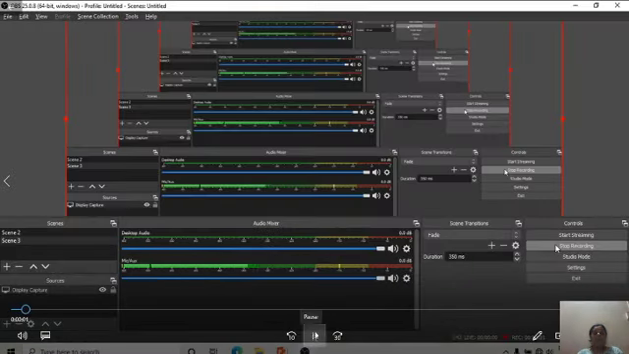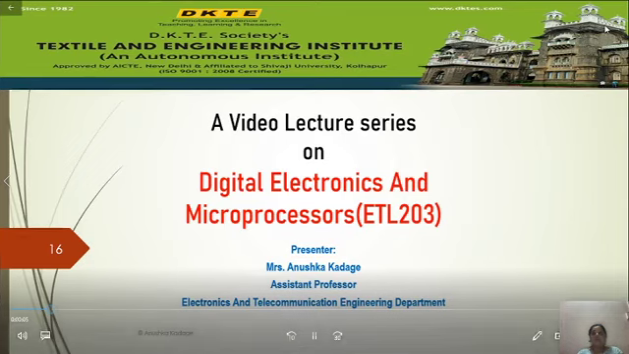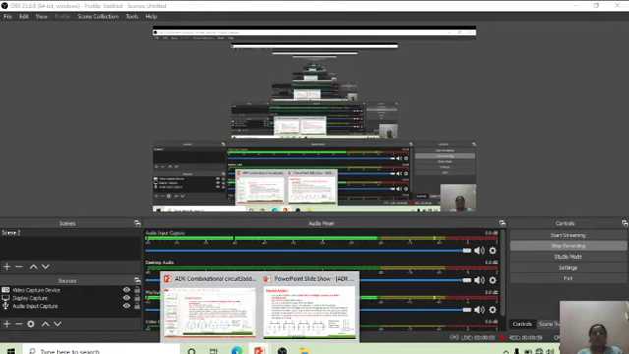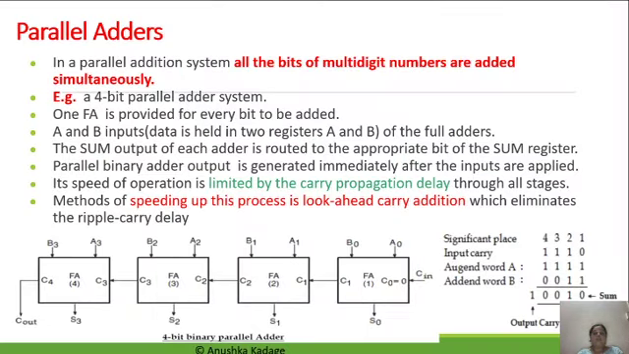In today's lecture, we are going for the concept of the magnitude comparators and the parallel adders. So let's start with today's concept.